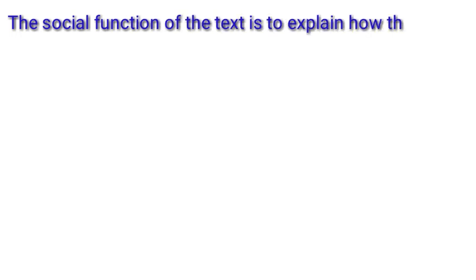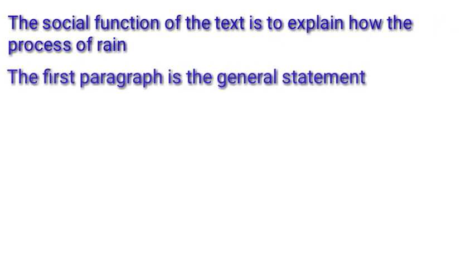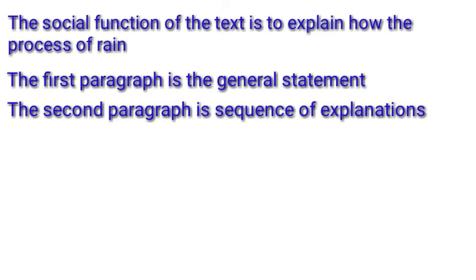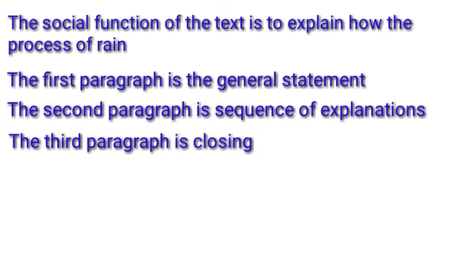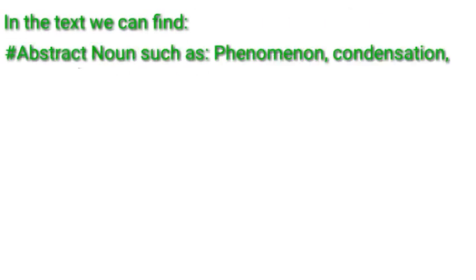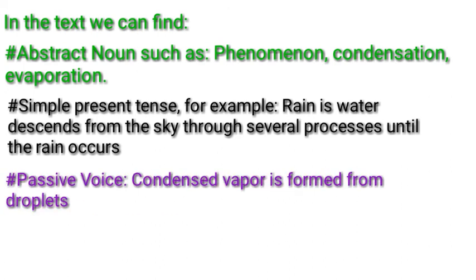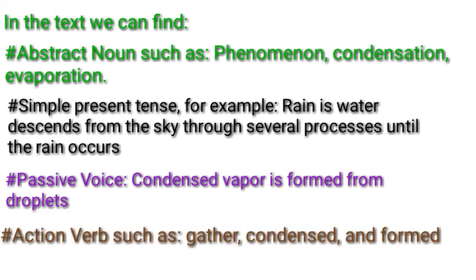The social function of the text is to explain how the process of rain happens. The first paragraph is the general statement. The second paragraph is the sequence of explanation. And the third paragraph is the closing. In the text, we can find abstract nouns such as phenomenon, condensation, and evaporation. Next, simple present tense. For example, rain is water that descends from the sky through several processes until rain occurs. Next, passive voice: condensed vapor is formed from droplets. And action verbs such as gather, condense, and form.